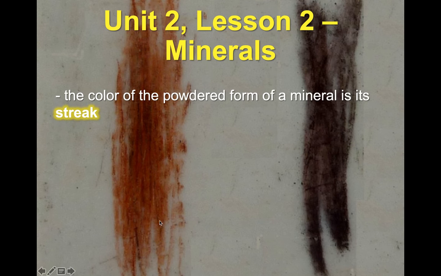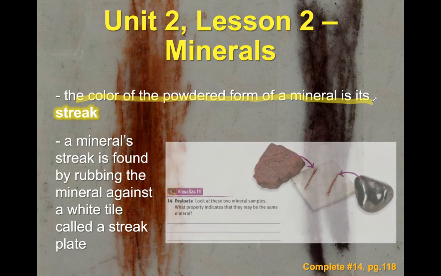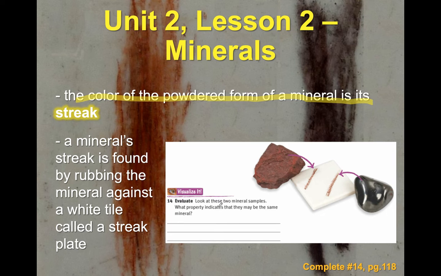Then we have a first important definition. Streak is the color of a powdered form of a mineral. So when you rub a mineral against a white tile called a streak plate, kind of think of, I don't know if you've ever seen this, if you've built a house or been at Lowe's, they have tile that is unfinished, like they don't have that glaze on it. That's what we're talking about here. So that is the color that it leaves.